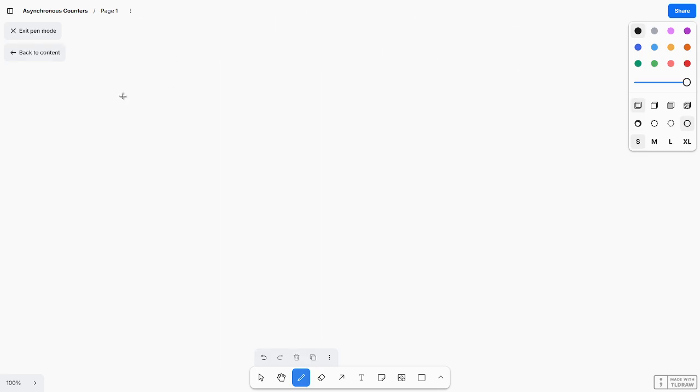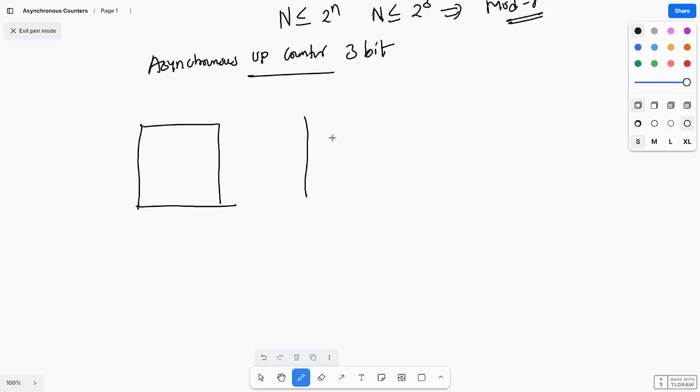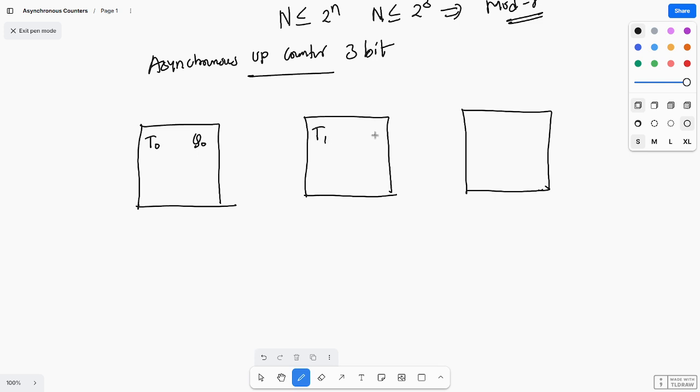Here I'm designing the 3-bit asynchronous up counter. How many flip-flops am I using? 3 flip-flops, no? So let us take T0 flip-flop, T1 flip-flop, and T2 flip-flop. So here this is T0, Q0, T1, Q1, and T2, Q2.